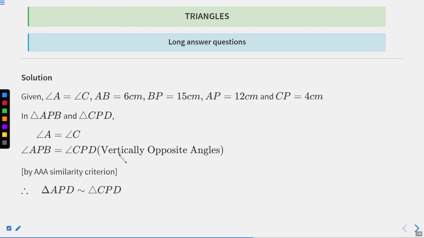Okay, so we have to find the length of PD and CD. Here in this question we are given angle A is equal to angle C, and the length of AB is 6 centimeter, BP is 15 centimeter, AP is 12 centimeter, and CP is 4 centimeter. So in triangle APB and triangle CPD, angle A is equal to angle C, and angle APB is equal to angle CPD, since they are vertically opposite angles, and we know vertically opposite angles are equal. Okay, so now by angle similarity criteria, triangle APB is similar to triangle CPD.